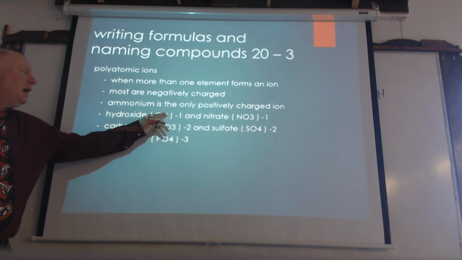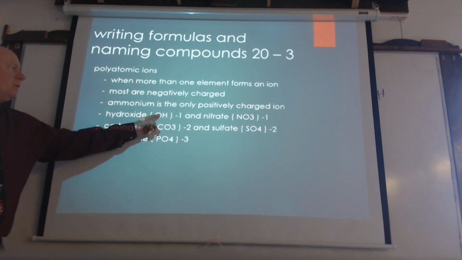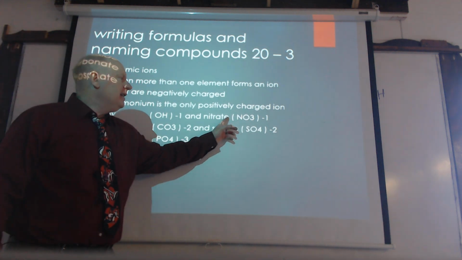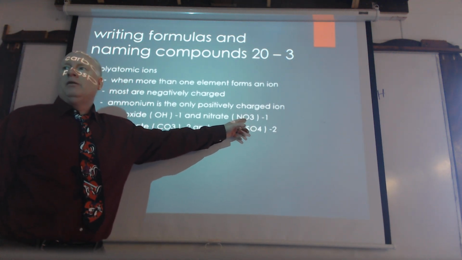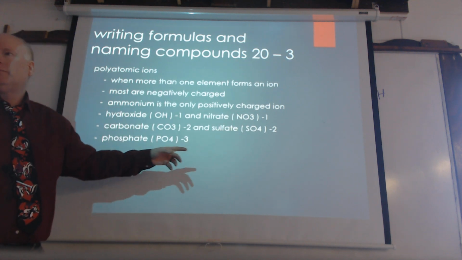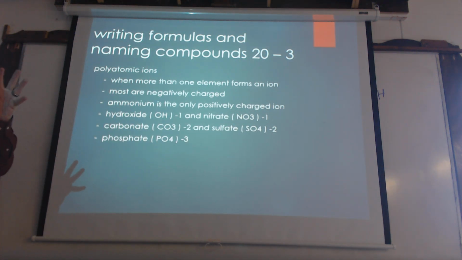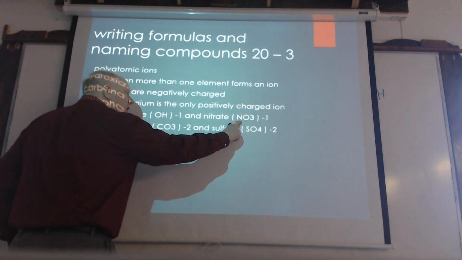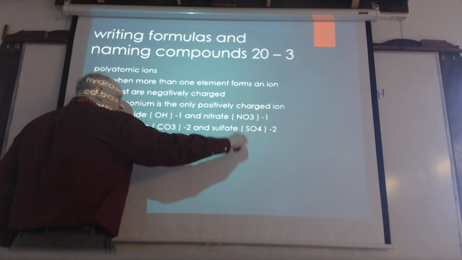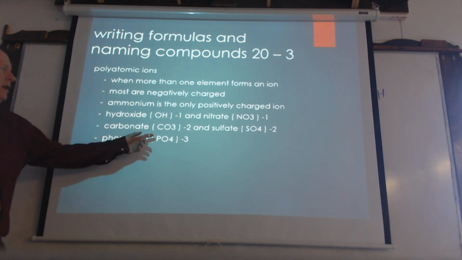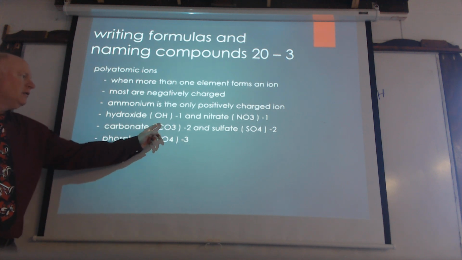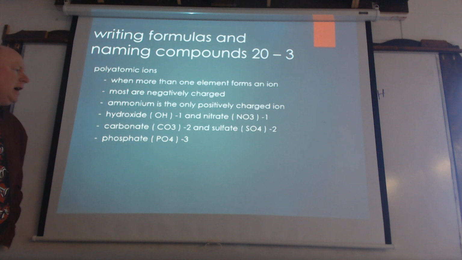How many elements are in this ion? 2. But it forms a -1 charge. How many elements are in this ion? 2. There's 2 elements, but how many atoms though? Why would we say 4? Because there's how many nitrogens? How many oxygens? Okay. Then how many atoms are in this ion? 3 oxygen, 1 carbon. 4 atoms.